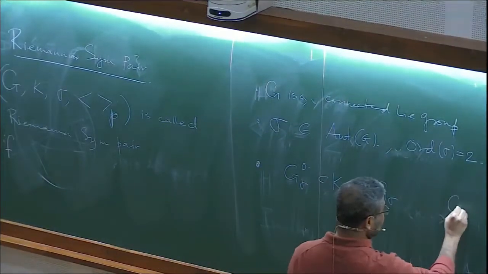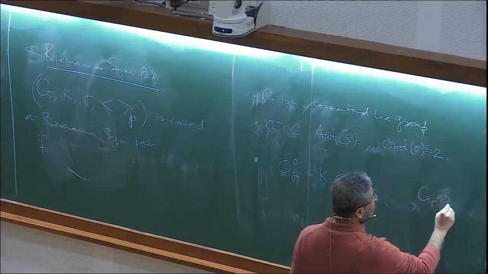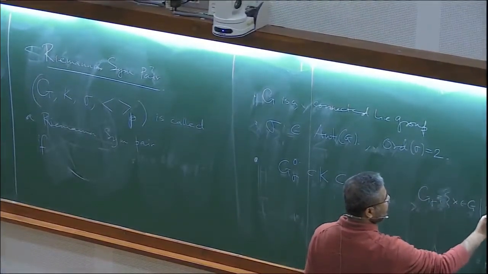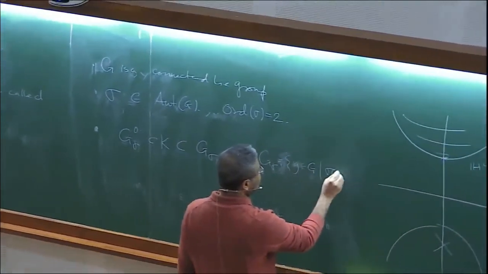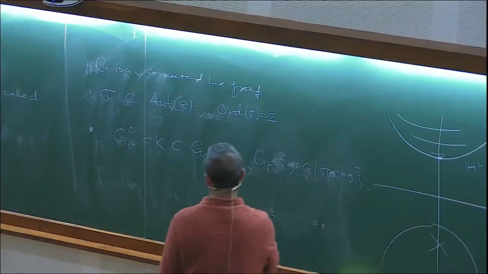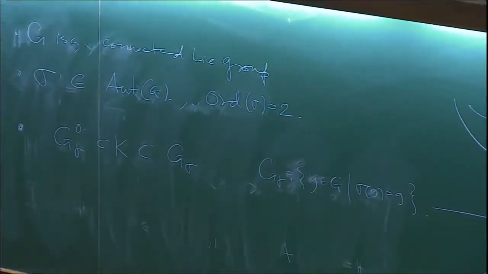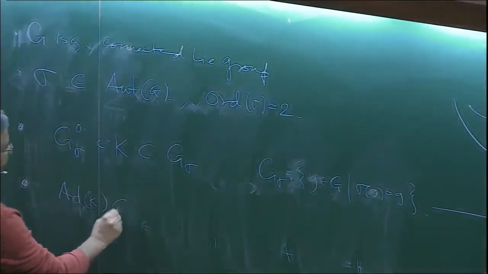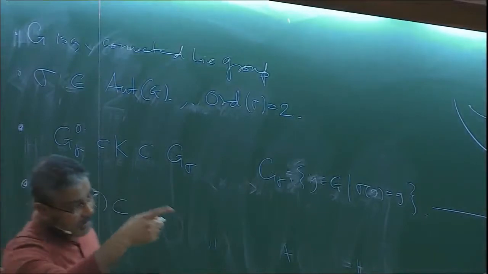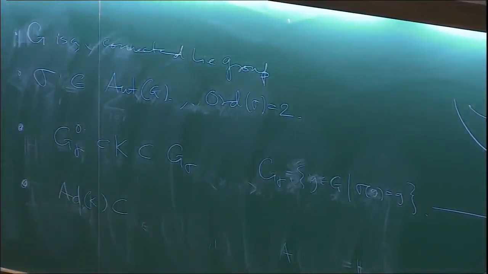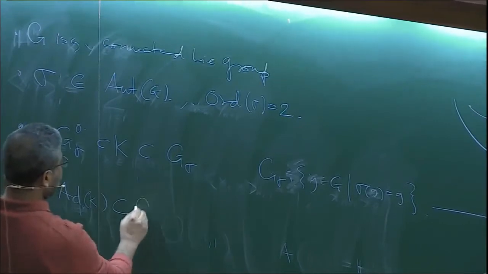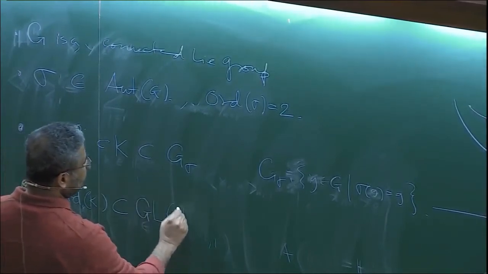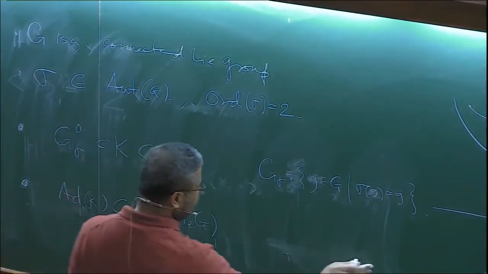What is G sigma naught? So what is G sigma? G sigma is the fixed point set, the set of g in G such that sigma g is g. So K is a subgroup in between the fixed point set and its connected component. Add K: I have this adjoint representation which I introduced just a few minutes back. So Ad K inside GL of the Lie algebra g is a compact subgroup.